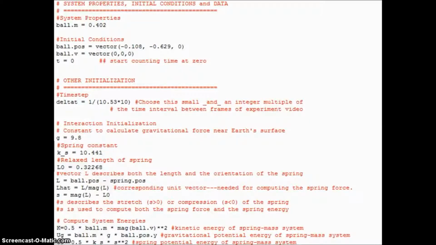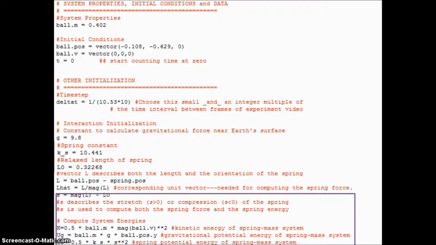Now we can look at the code. Here I put in the mass, initial position from tracker, initial velocity, and starting times. I also put in the time step delta t, keeping it small relative to total observation time in order to get many position updates and make my estimates very accurate. I also initialized the gravitational constant, spring stiffness, relative length of the spring, and length and orientation of the spring.